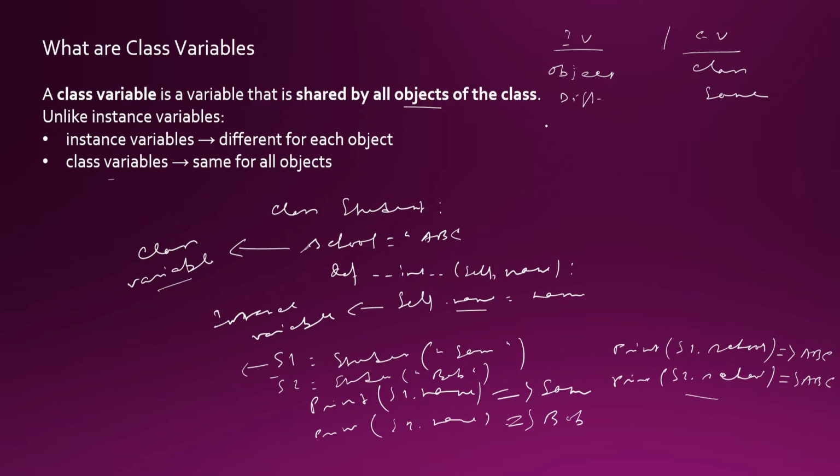Instance variable we have to mention inside a method, inside any method, but class variable we have to mention outside of any method. Okay. These are the basic differences between class variable and instance variable.